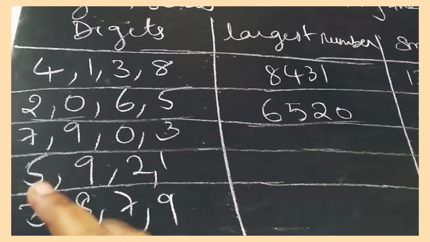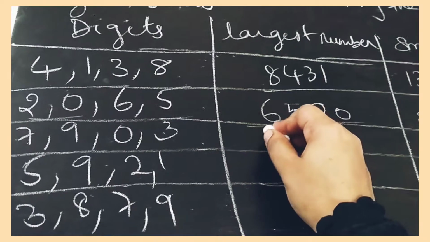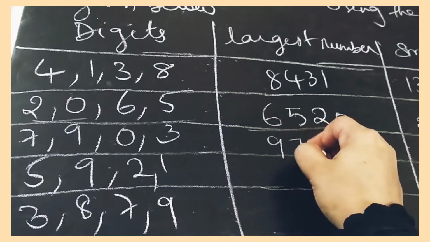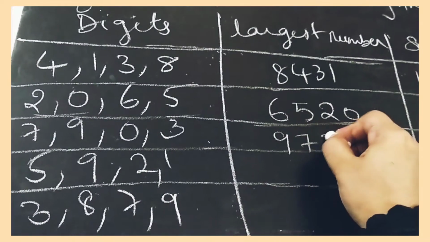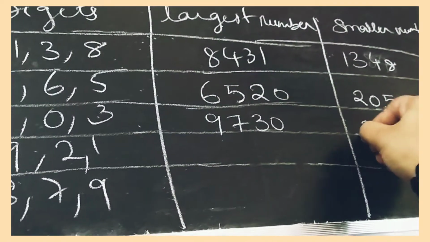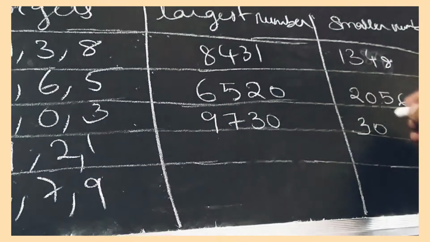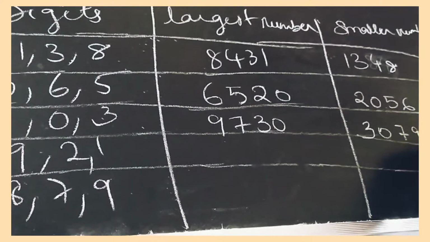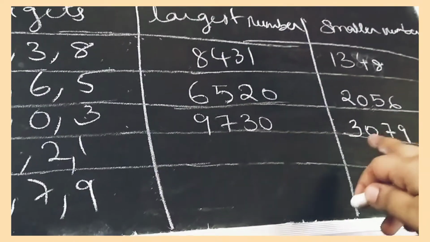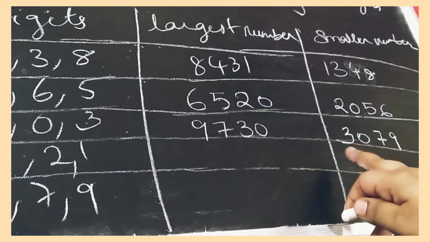Okay. So next one is 7903. 7903 means here the larger number starts with 9. Then among 7, 0, 3, which is larger? 7. Then 3. Then 0. Now the smaller number. The smaller number is here 3, 0, 7, 9. If you take 0 first, then what will happen? If you write 0, 3, 7, 9, it will become 379. It does not make a 4-digit number.